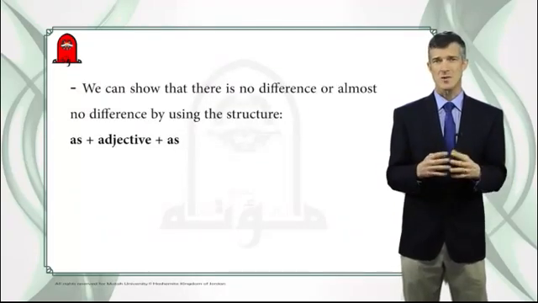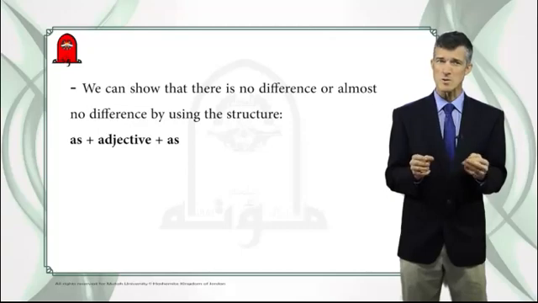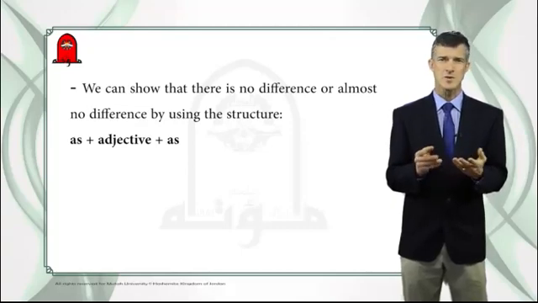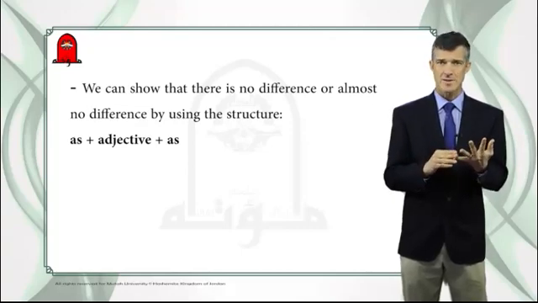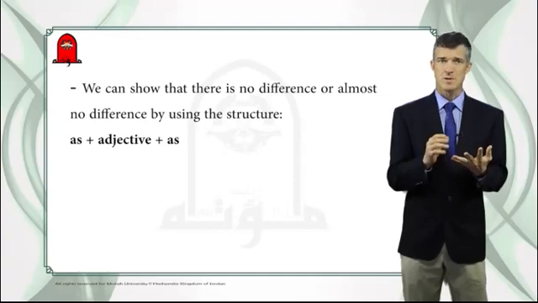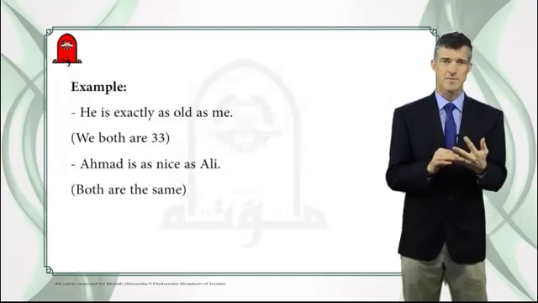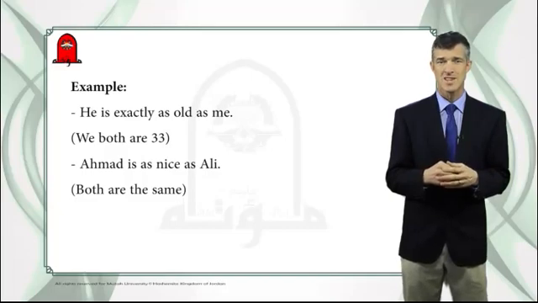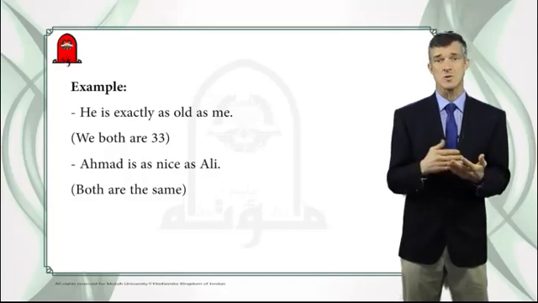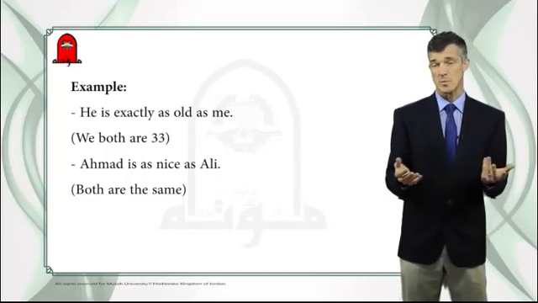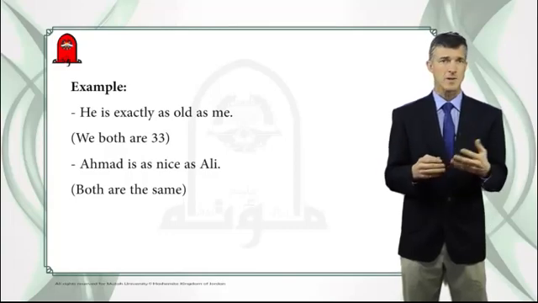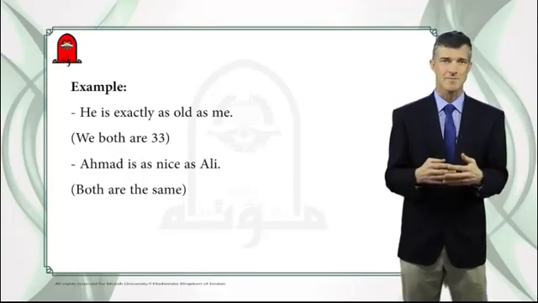We can show that there is no difference or almost no difference by using the structure as plus the adjective plus as. Example: he is exactly as old as me. We are both 33. Ahmed is as nice as Ali.